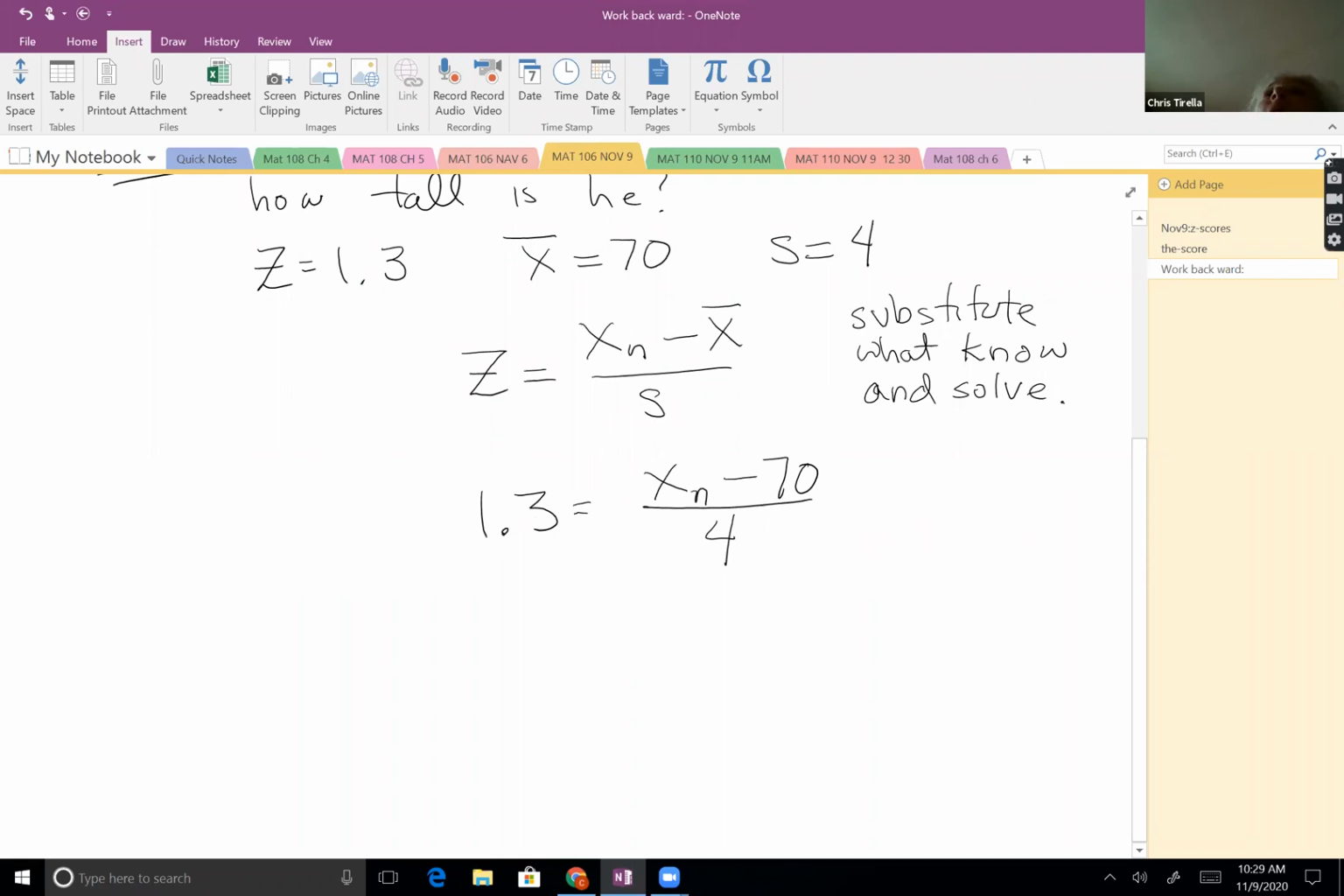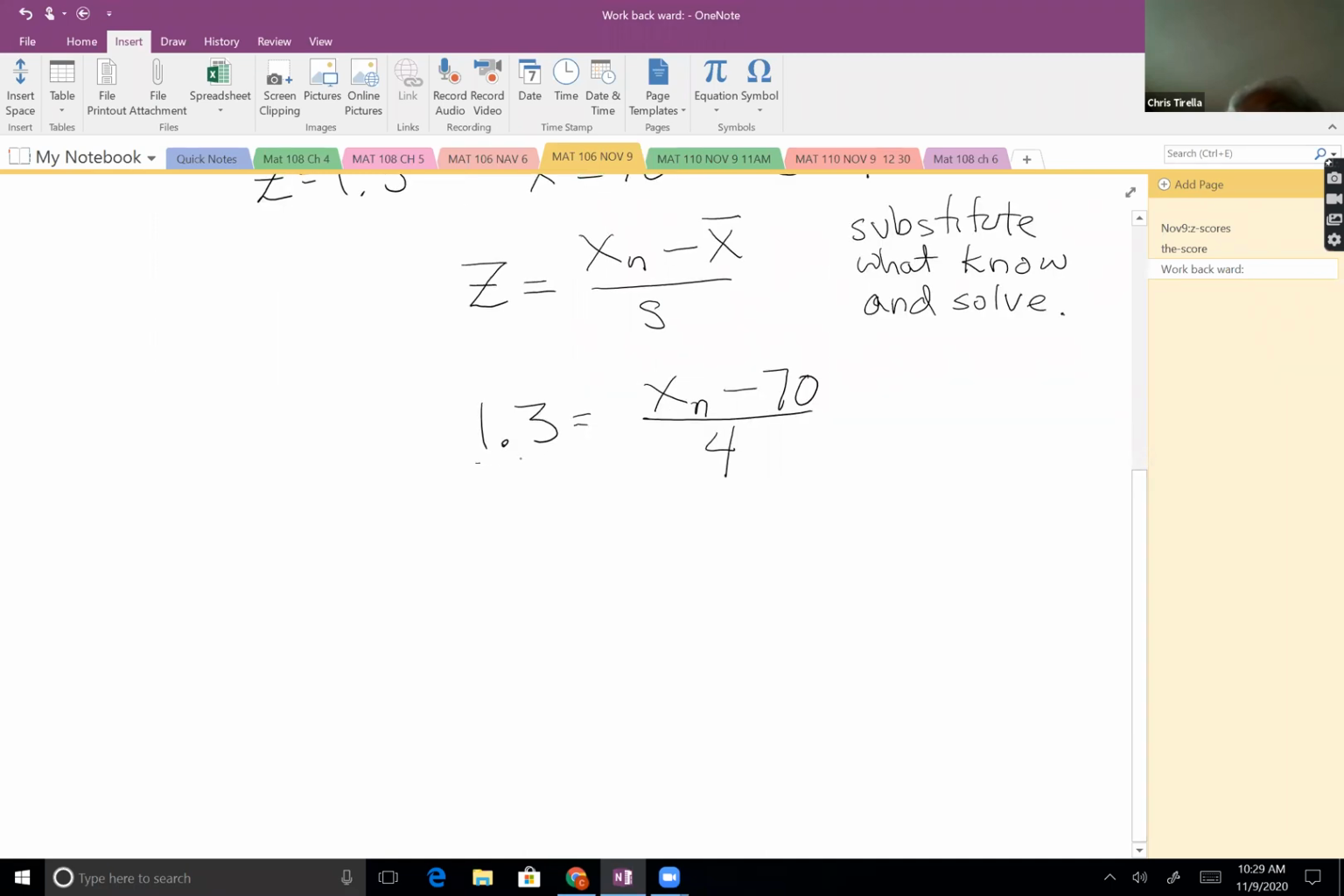Now, I know a lot of people, when they look at an equation like this, because there's a fraction on one side and there isn't one on the other, they look at it and say, I can't do that. Sure you can. Because what I'm going to do is think of this number on the left as being a fraction over 1. And the way it's written, does everybody see that I'm going to just cross multiply and get 4 times 1.3 is equal to the data value x sub n minus 70.